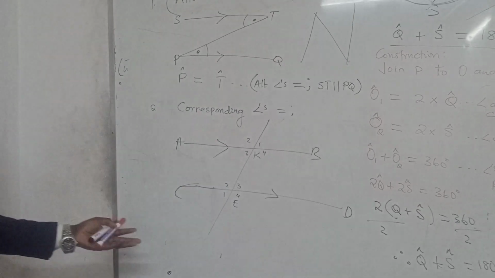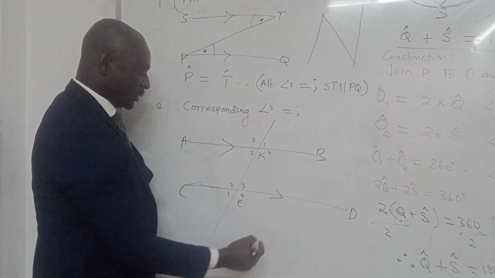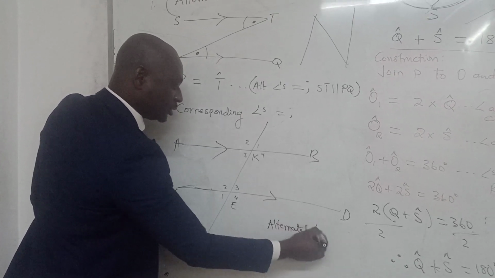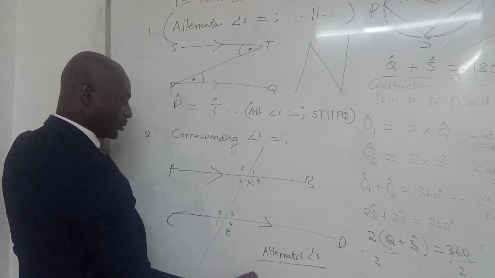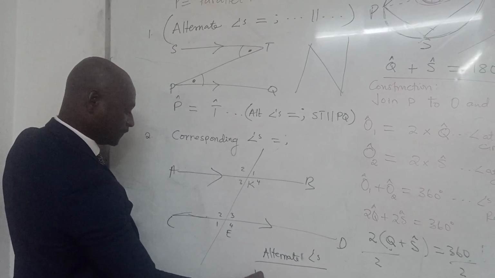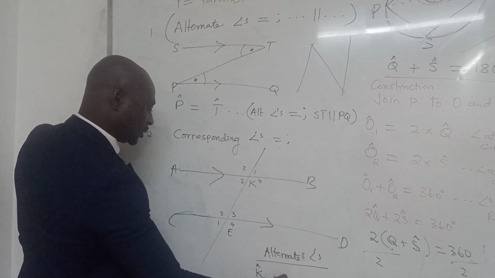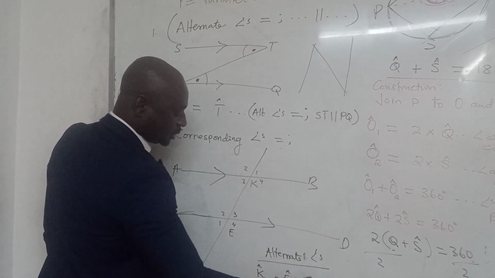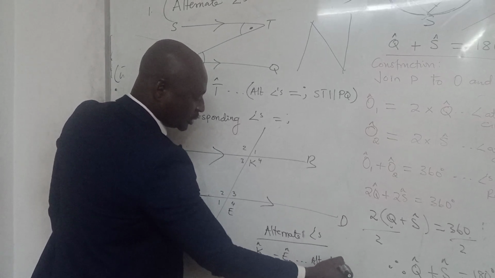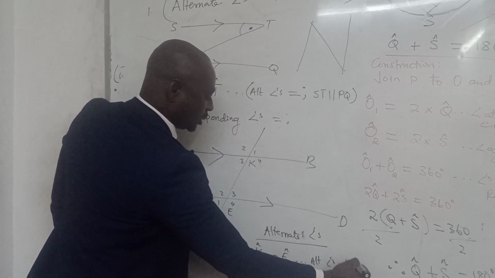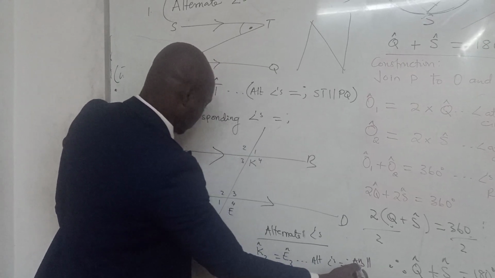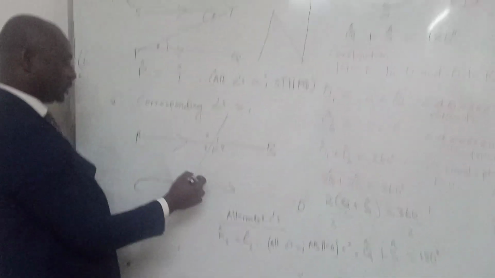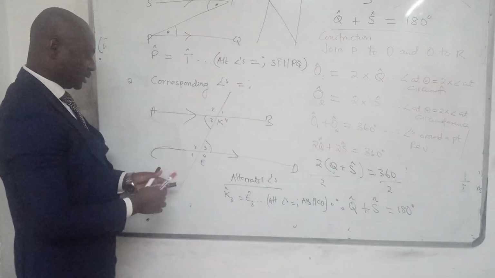Which angles are alternating? Let's write all alternate angles here. Alternate angles, what are they here? Angle K3 is equal to which angle? Angle E3. Next, the reason is alternate angles are equal. Reason: the line AB is parallel to the line CD. Failure to write that, you are out of order. So this angle is alternating with this angle. Which other angle is alternating?